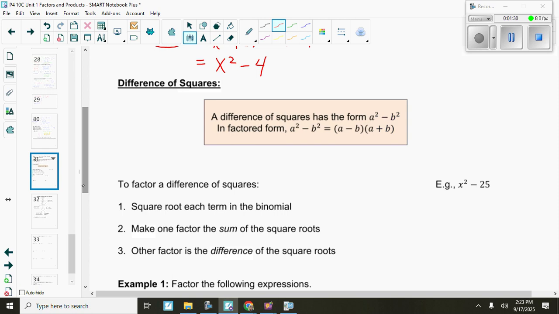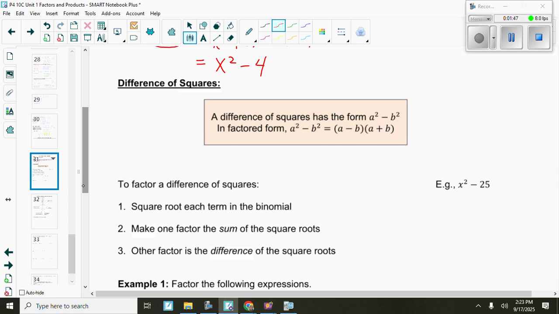So a difference of squares has this form. The first term has to be a square. It can be a number, it can be a variable, it can be a combination of both. And we'll show you lots of examples so you know what I mean. It has to have a minus sign in between.